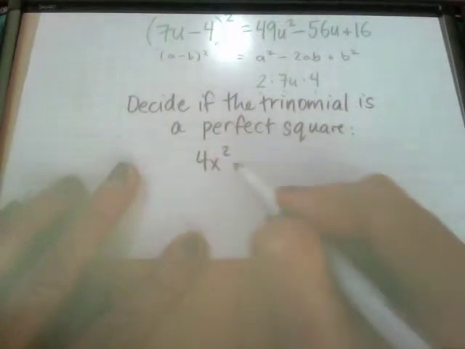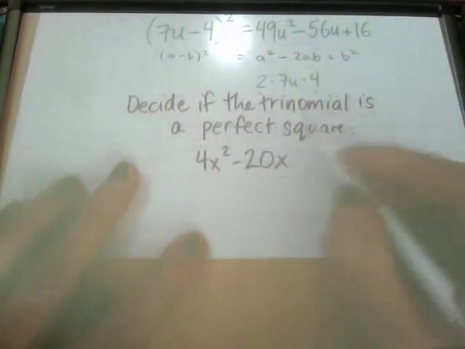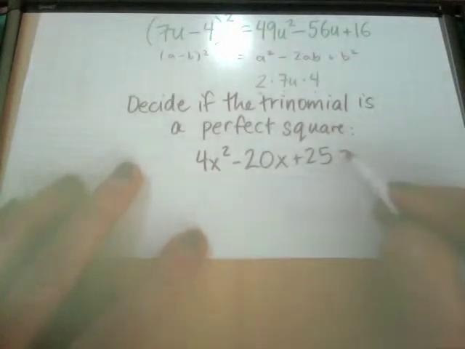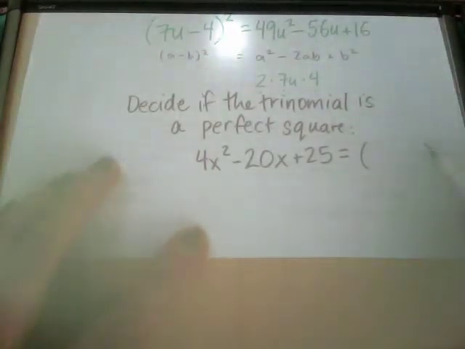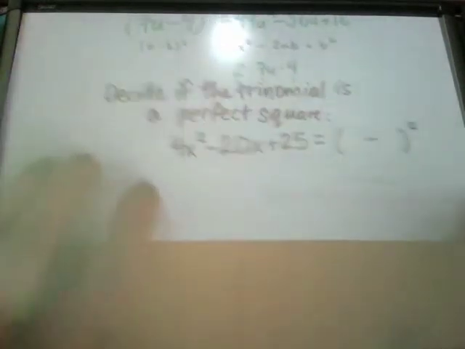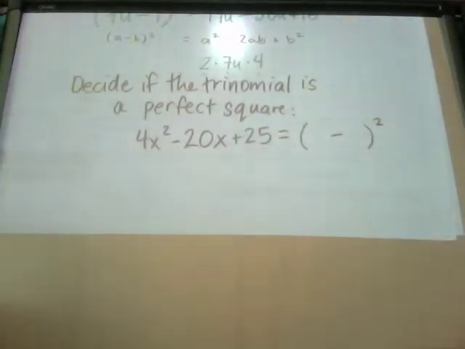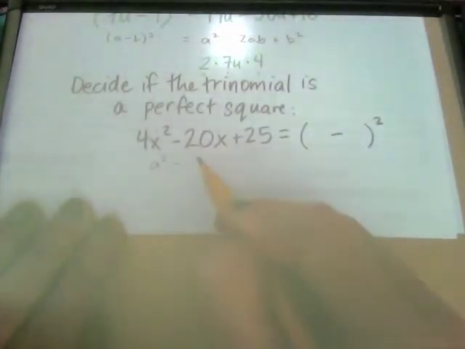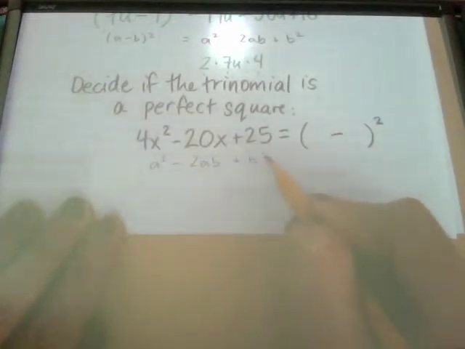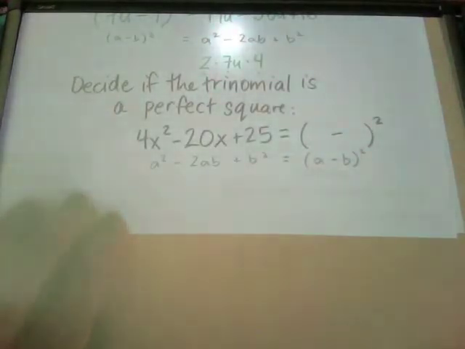4x squared minus 20x plus 25. I notice that there's a minus, which means that if this is a perfect square, right, remember, a squared minus 2ab plus b squared, I'm just flipping it around this time and putting the trinomial first and the binomial second, it would look like this. A minus b squared says I'm going to have a squared minus 2ab plus b squared. So I just flip-flopped that around.